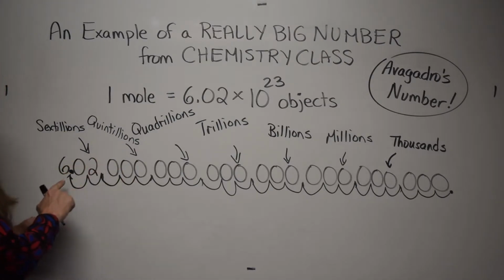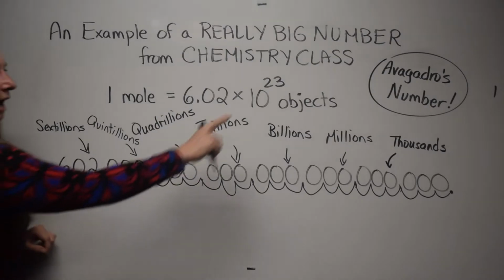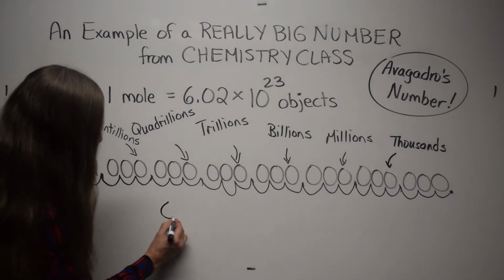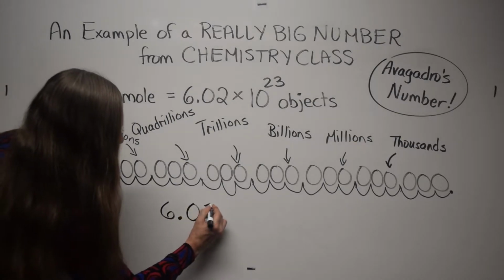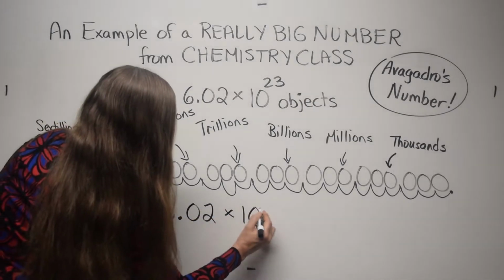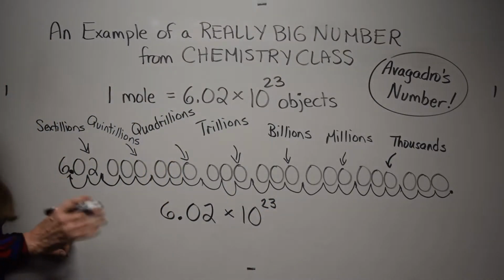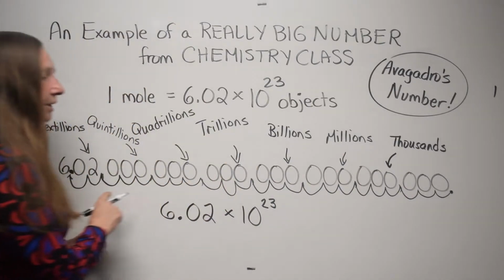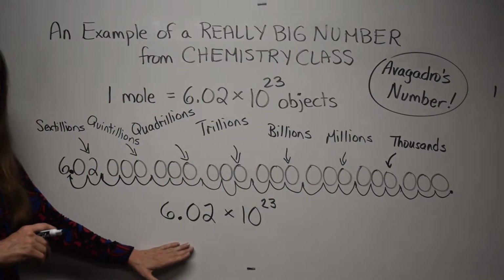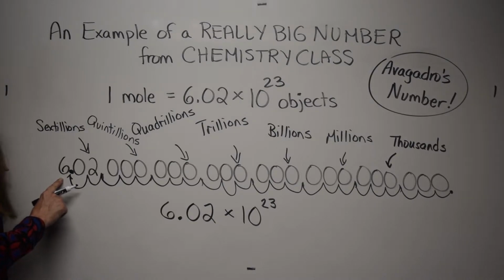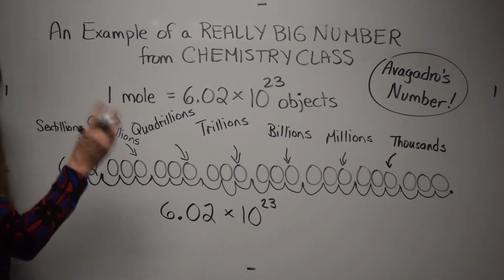That means that to write this number, Avogadro's number, in scientific notation, you would write 6.02 times 10 to the 23rd. So we just converted this decimal number to scientific notation. And remember, there can only be one number in front of that decimal when you stop jumping.